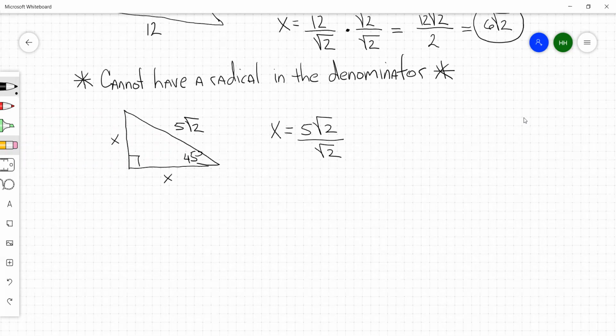And again, you can divide numbers outside the radical by numbers outside the radical. And you can do the same thing with numbers under the radical. So right here, you got the square root of 2 divided by the square root of 2. Doesn't anything divided by itself just cancel out? Okay. So what's x equal to? 5. Good. So there, x equals 5.